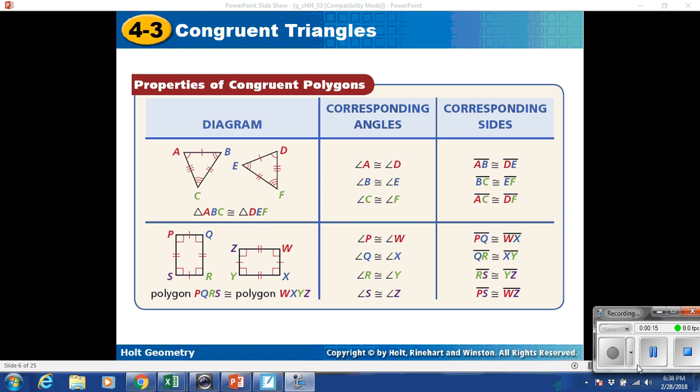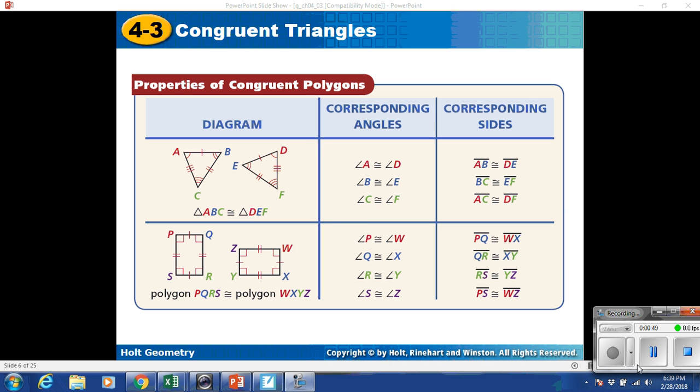Okay, so here, when you're dealing with congruent polygons in general, if you have two polygons that are congruent, then the corresponding parts will have the exact same measurement. So the angles that correspond with the angles in the other polygon are the same measure, and the sides that correspond with the same sides in the other polygon are the same measure, meaning if it's 5 inches, it's 5 inches. If it's 20 degrees, then it's 20 degrees.